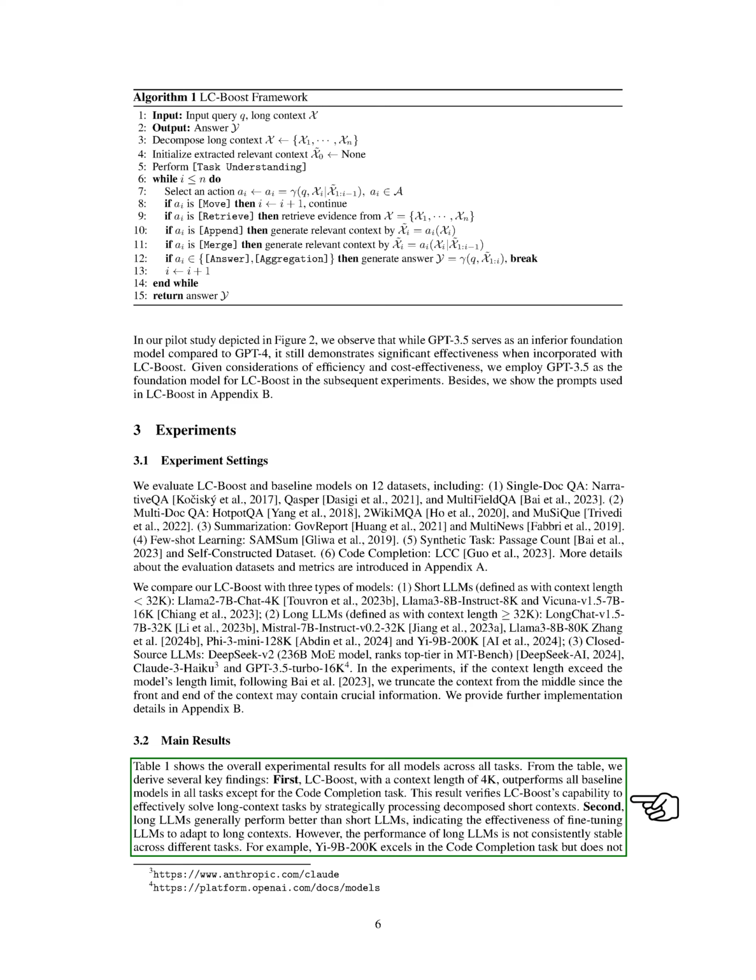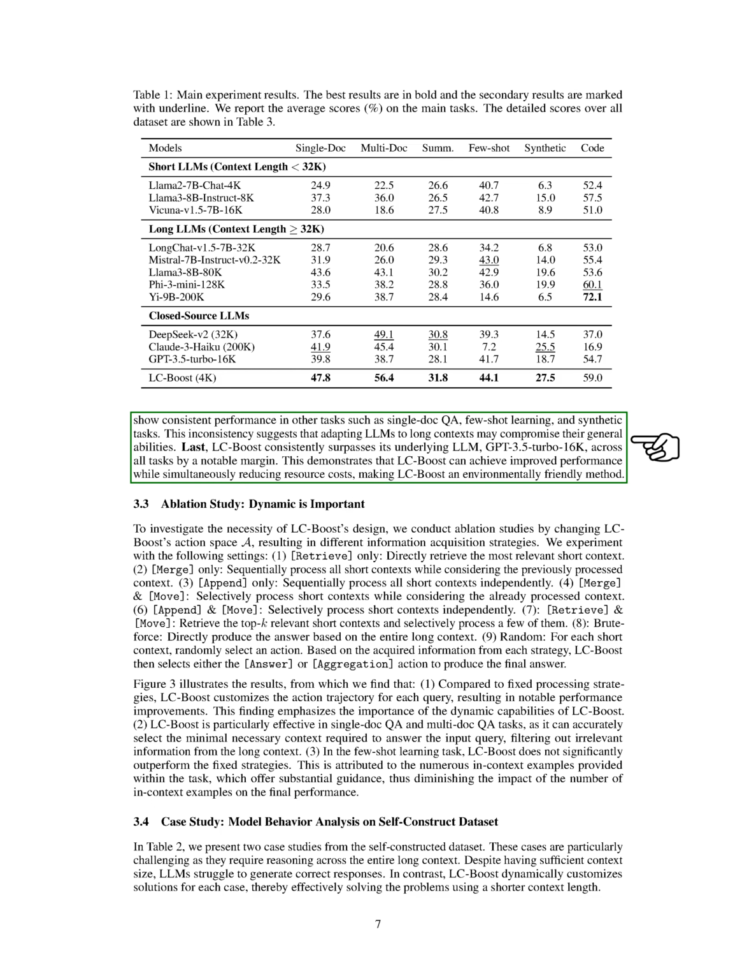Long LLMs generally perform better than short LLMs, but their performance varies across tasks. LC Boost consistently outperforms GPT 3.5 Turbo 16K across all tasks.